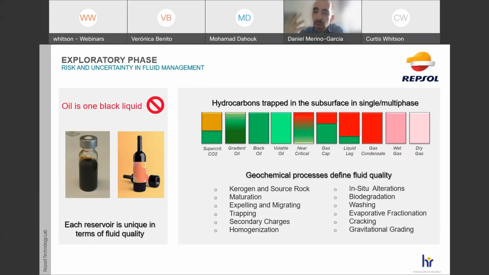No? And I'm saying all this because in the end we have to treat in this phase as if each reservoir was unique in terms of fluid quality, because in exploration phase you're going to be working with analogs, but you can never be sure that your fluid will be exactly that analog that you have selected, because there may be processes in that particular compartment that were not present in any other compartment in that basin or in that region.